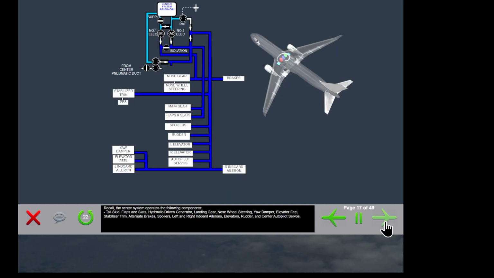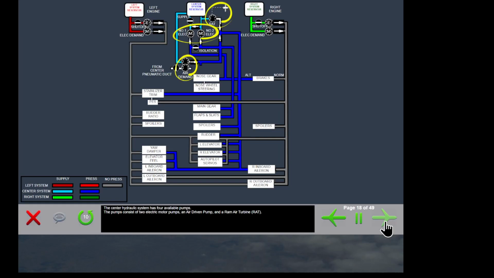Recall the center system operates the following components: tail skid, flaps and slats, hydraulic-driven generator, landing gear, nose wheel steering, yaw damper, elevator feel, stabilizer trim, alternate brakes, spoilers, left and right inboard ailerons, elevators, rudder, and center autopilot servos. The center hydraulic system has 4 available pumps. The pumps consist of 2 electric motor pumps, an air-driven pump, and a ram air turbine, or RAT.